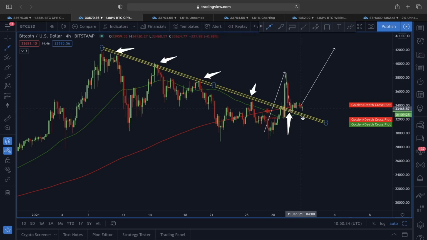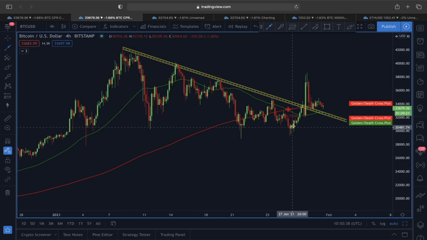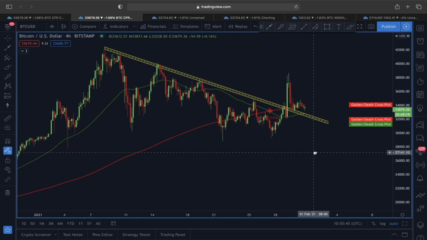So first, let's look at the price level to the upside. If we are going to continue, and if this is going to be a reversal, then what are our downward target levels?